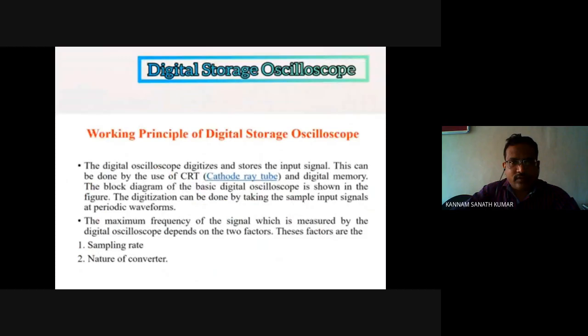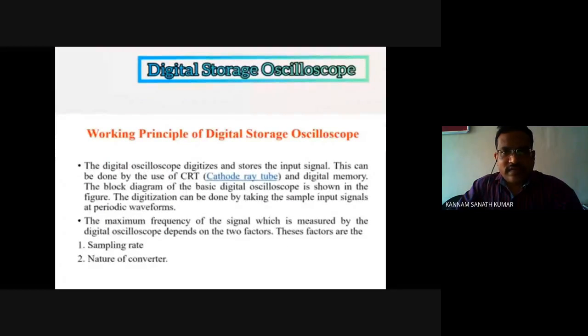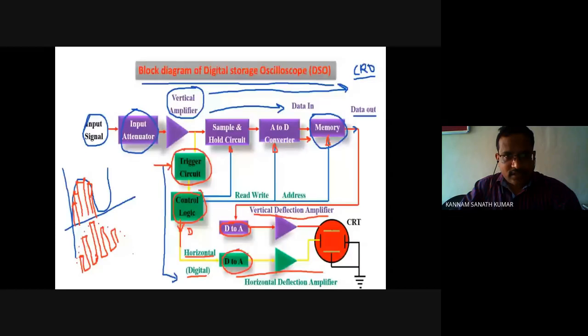So see here. Working principle: the digital oscilloscope digitizes and stores the input signals. It will convert the given signal into digital form and store the input signal in the memory. This can be done by the CRT and digital memory. The block diagram is shown in the figure. Whatever I explained in the block diagram will be shown in terms of this.